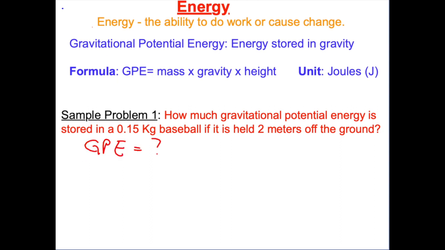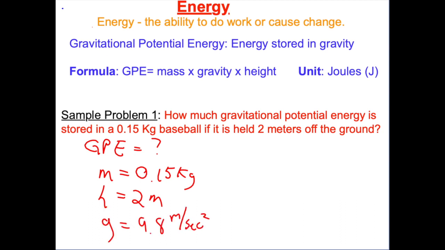We're looking for the gravitational potential energy. We can see in the problem that the mass is 0.15 kilograms. The baseball is held 2 meters off of the ground. And we know here on planet Earth, the acceleration due to gravity is 9.8 meters per second squared. Next thing we do is we write our formula. GPE equals mass times gravity times height.